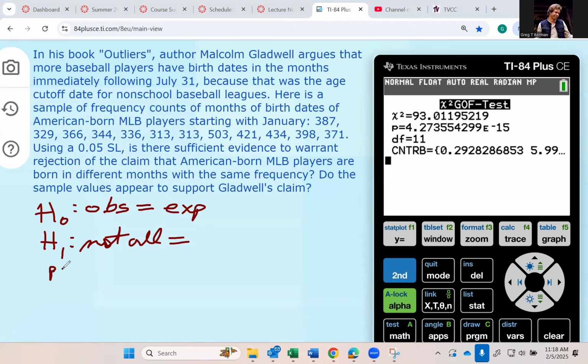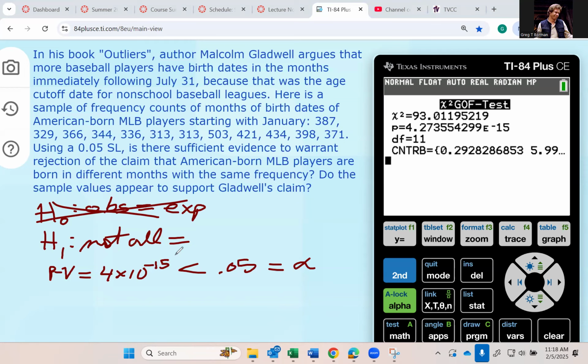So we've got the p-value is 4 times 10 to the negative 15. So that's 0.00000, 14 zeros, and then our 4. Which obviously is less than alpha, whatever that is, 0.05. So we would say there is sufficient evidence to reject the claim that the observed and the expected match up.